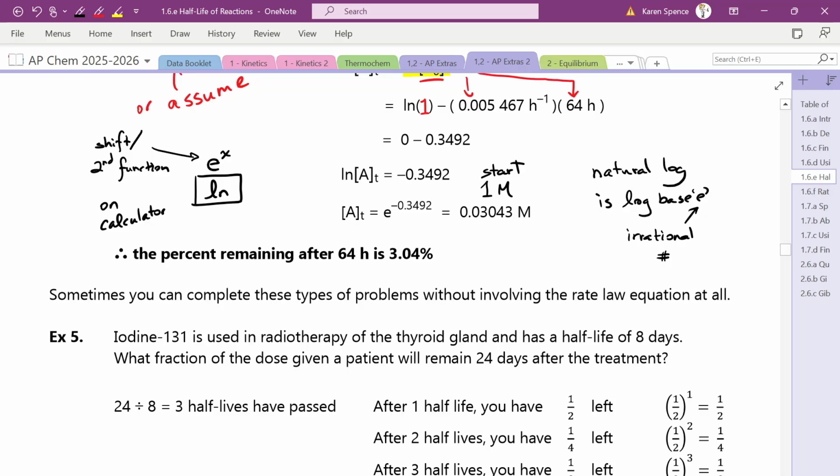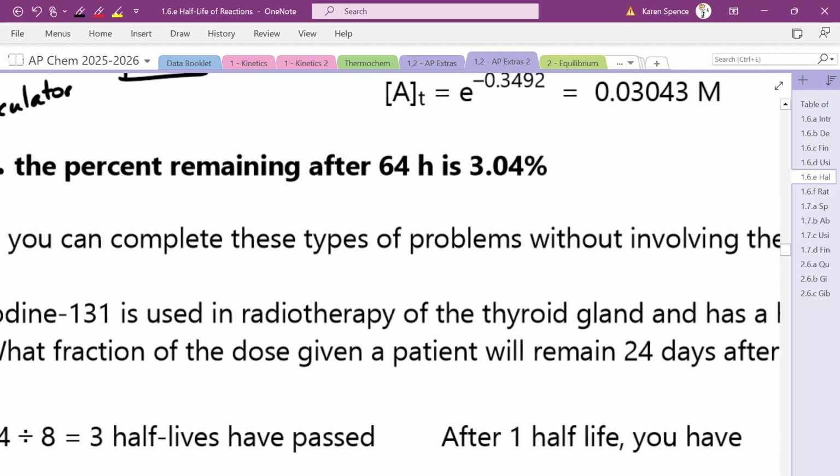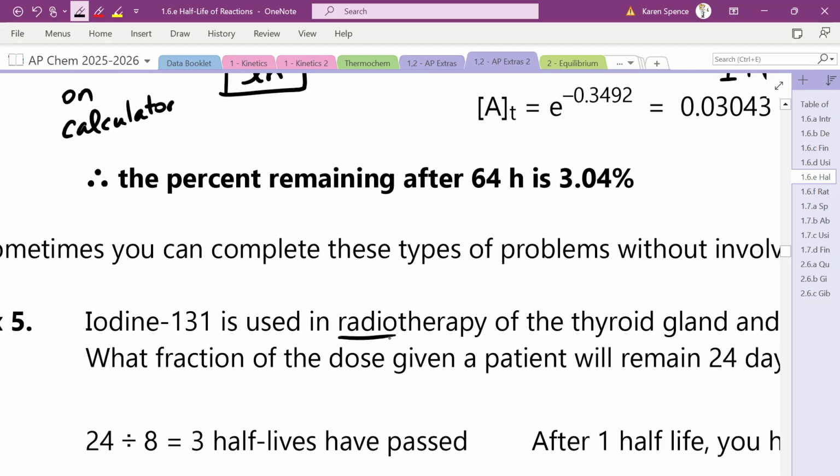Sometimes you can complete these types of problems without involving the rate law equation at all. Let's take a look at our data here. We have iodine 131, radiotherapy. Okay, so that's a radioisotope.